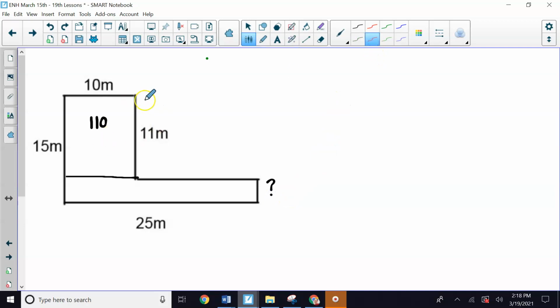So if we know this whole thing is 15, and we know from here to here, that's 11, then we could figure out that this is going to be 4, because 4 plus 11 equals 15. So that's 25 times 4, which is 100. And so put those together, you should end up with 210.